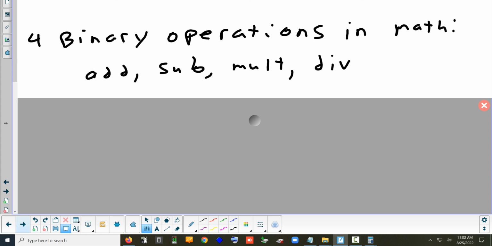Can anybody think of an operation that doesn't need two numbers? You could just plug in a single number and do this to it. Yeah? Square root. Yeah, you could do square root. That's not a binary operation. It just takes one number. Yep. But these all take two.